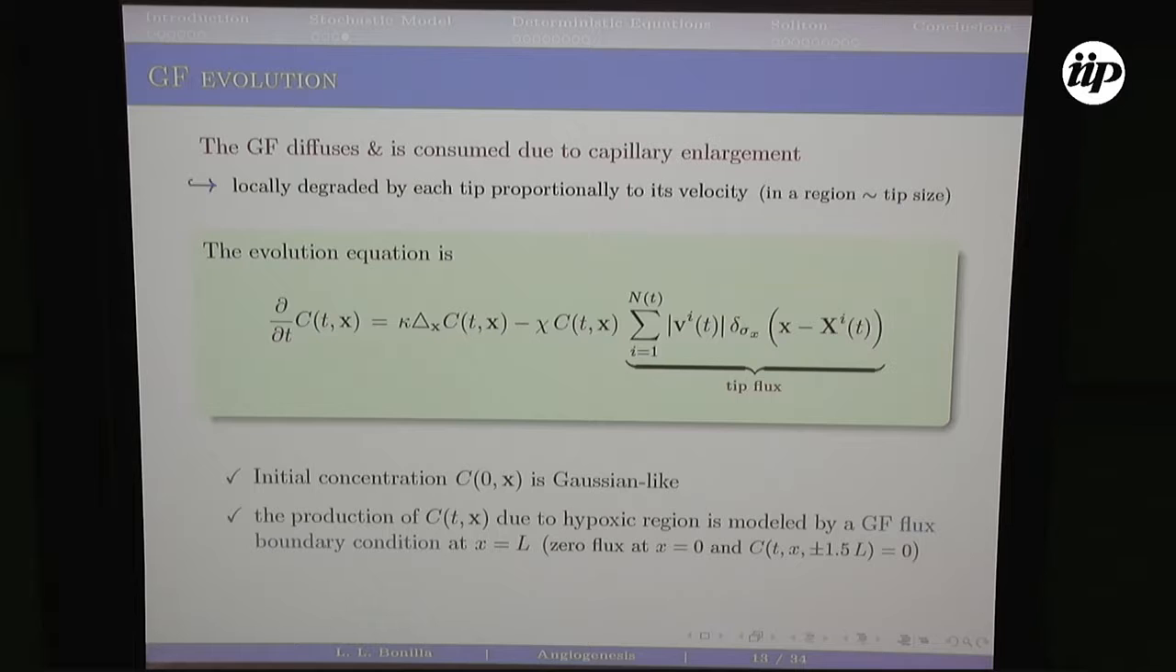Okay, so we assume that the initial concentration is Gaussian, and you have some injecting flow at the origin of the growth factor, and zero flux boundary condition elsewhere in the boundaries.